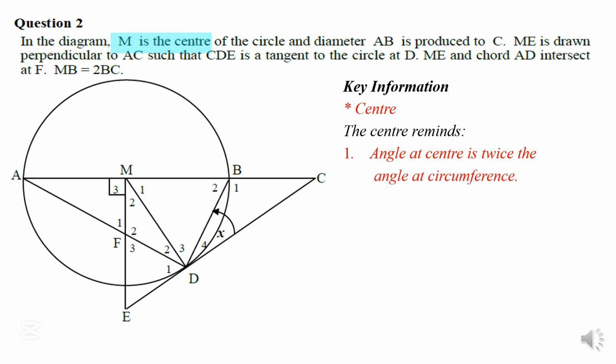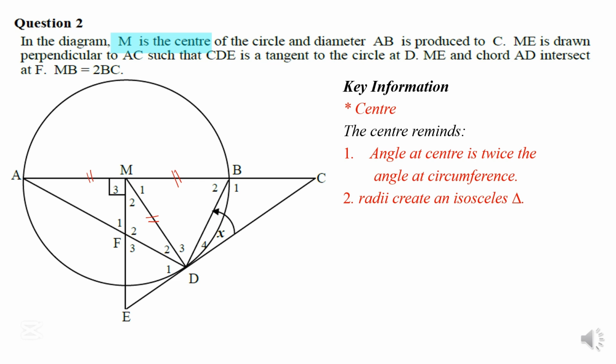It might be there in the diagram. The center also tells us about the radii. If the radius is connected, like in this case, if you look at my diagram, I have line AM, line MB and line MD. Those three lines are all equal to each other. They are representing the same measurement, which is the radius.